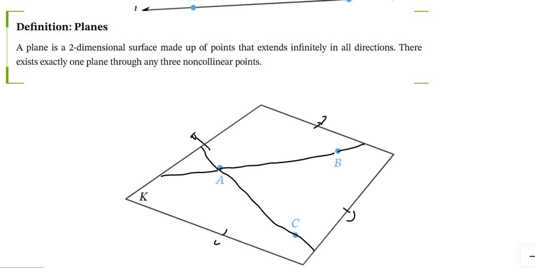So this is a plane. This will help us determine what an angle is. Okay, so now imagine you have a plane. Okay, this is the plane. Like remember, it doesn't have a border. It extends infinitely.